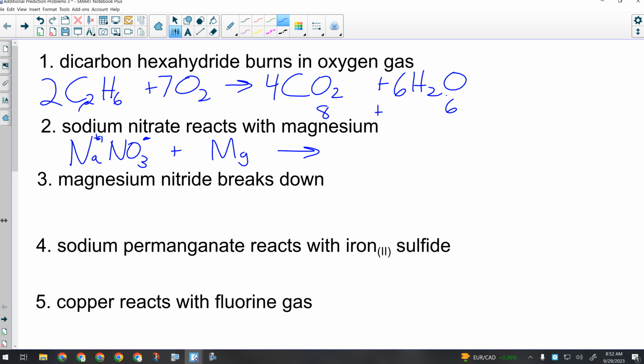Single replacement. Okay, so the pattern for single replacement says that the lone element has to replace the part of the ionic compound that it is like. Magnesium is a metal, so it's going to replace sodium. All right, so sodium is going to wind up by itself. Okay, and magnesium is going to end up with nitrate. Does it matter which one I write first? No, I could have written the sodium second and the magnesium nitrate first.